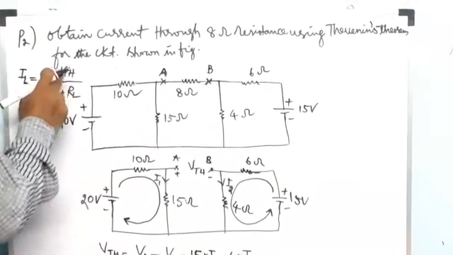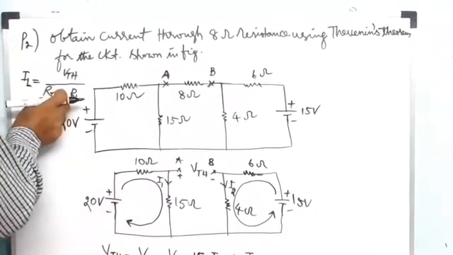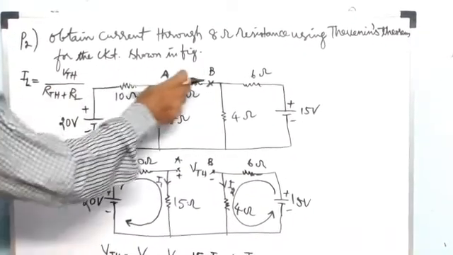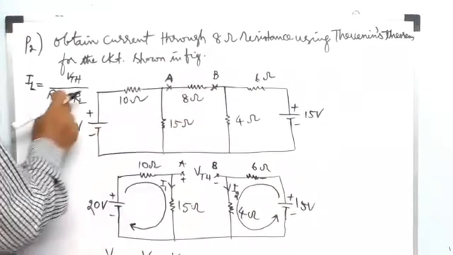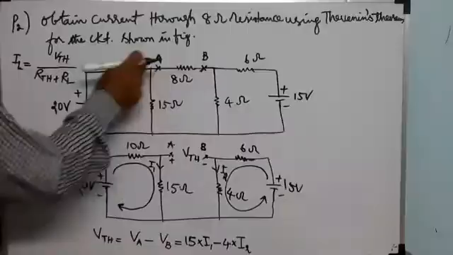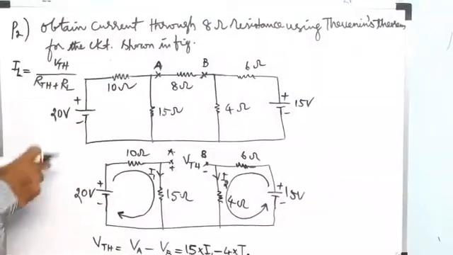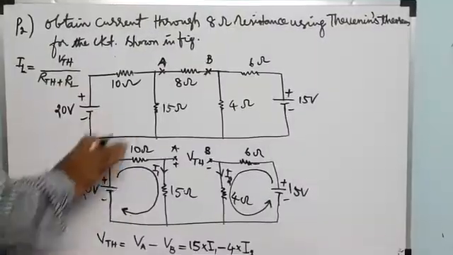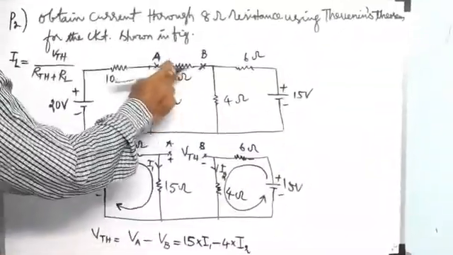And VTH means Thevenin's voltage across these two terminals only, divided by RTH, Thevenin's equivalent resistance across these two terminals, plus RL. RL means the load resistance, the resistance where you are going to find the current. So this is the 8 ohm resistance. Now this is the circuit, where we want to find the current in the 8 ohm resistance.